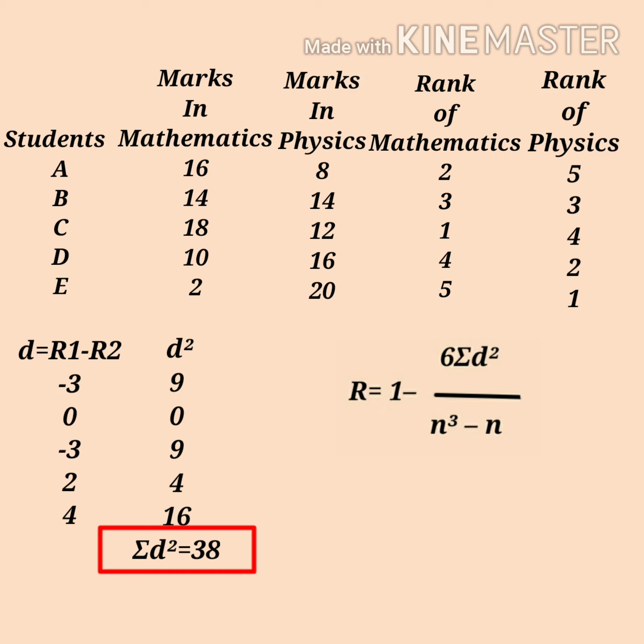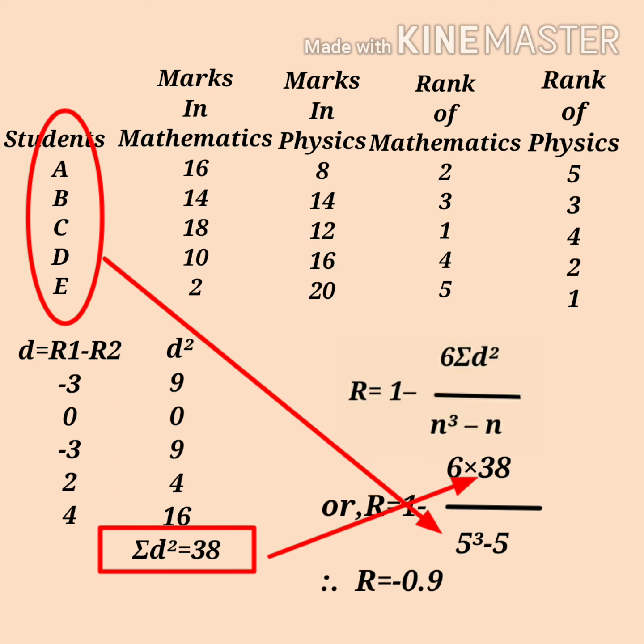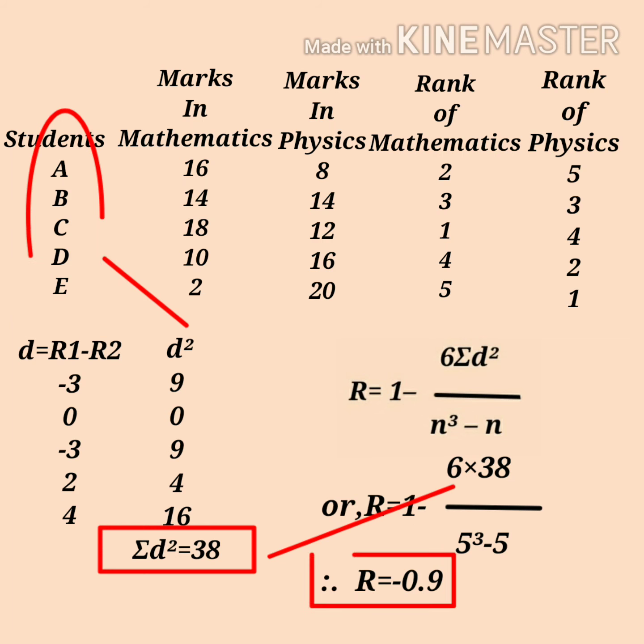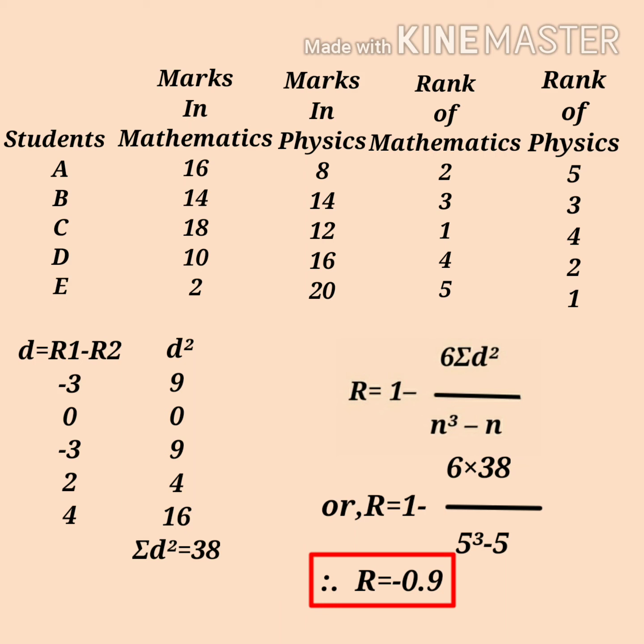Now putting the value of summation D square, that is 38, and the value of n, that is 5, we get the value of Spearman's correlation coefficient as minus 0.9. So we can say the relationship between the marks obtained in mathematics and physics by the students is very high and inverse. So I hope everybody understands the Spearman rank correlation coefficient.